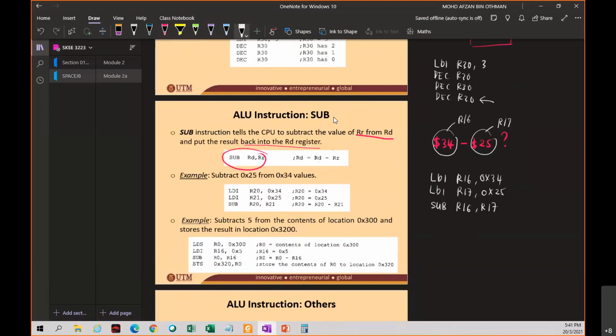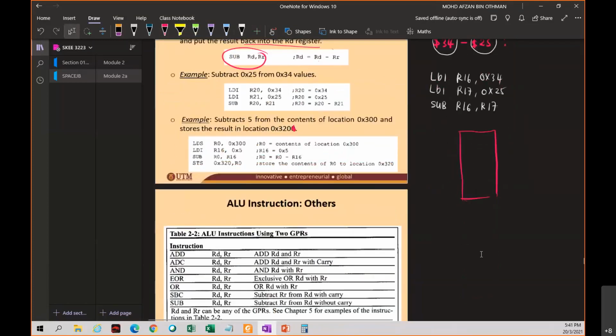Okay, so next, subtract 5 from content of 300 and store in 320. Nak simpan dalam alamat 320. Okay, kamu ambil value dekat alamat berapa ni? 300. Okay, dalam tu ada nombor 5.